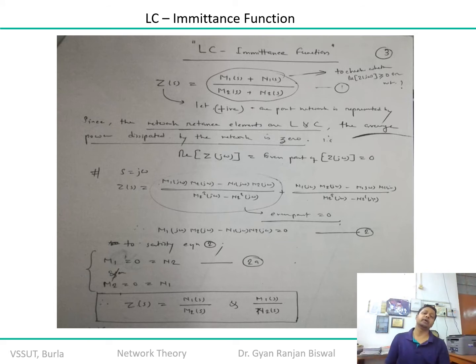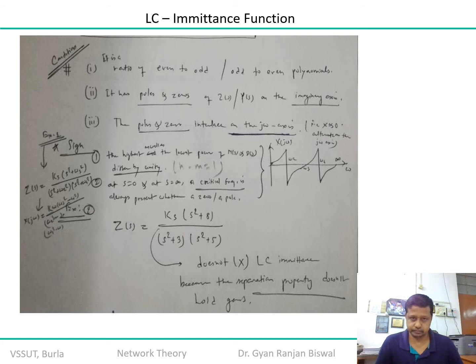So your simplified impedance function, whenever s is equal to j omega, to realize the stable Hurwitz polynomial, whose criterion is that the real part of the impedance function should be greater than or equal to 0 at s equal to j omega, can be achieved only if either m1 and n2 both are equal to 0, or n1 and m2 both are equal to 0. If it is so, then ultimately the simplified transfer function you get is either a ratio of m1(s) upon n2(s), or n1(s) upon m2(s), right?